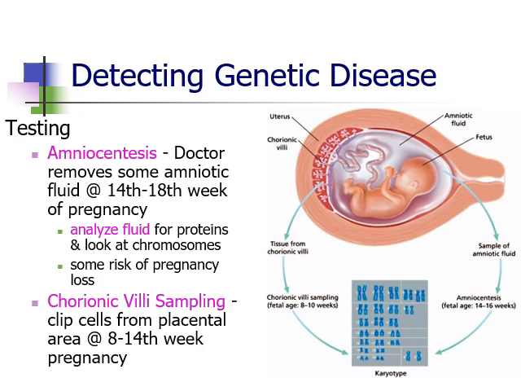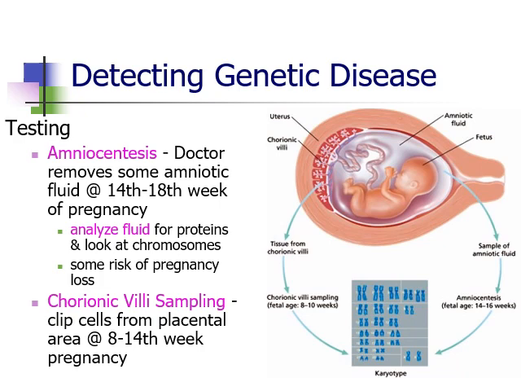There are a few ways today to detect genetic diseases in babies. One way is by amniocentesis. So the doctor will go in to where the baby is and remove some of the amniotic fluid during the 14th to 18th week of pregnancy. They'll analyze that fluid around the baby to look for proteins and maybe look at some chromosomes, and this might give us some information about if this baby has a certain type of disease or a trait. There is a small risk to the pregnancy by doing this, but it is very small.